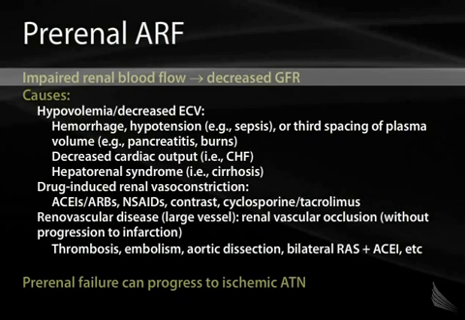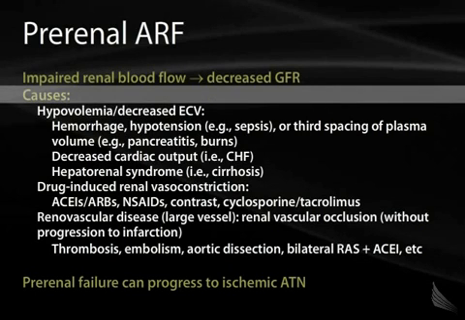Let's first talk about prerenal acute renal failure. Prerenal acute renal failure reflects a decrease in renal blood flow leading to decrease in GFR. This can be from true falls in total body volume or simply decrease in renal blood flow from a change in one of the mechanisms that regulate renal blood flow.